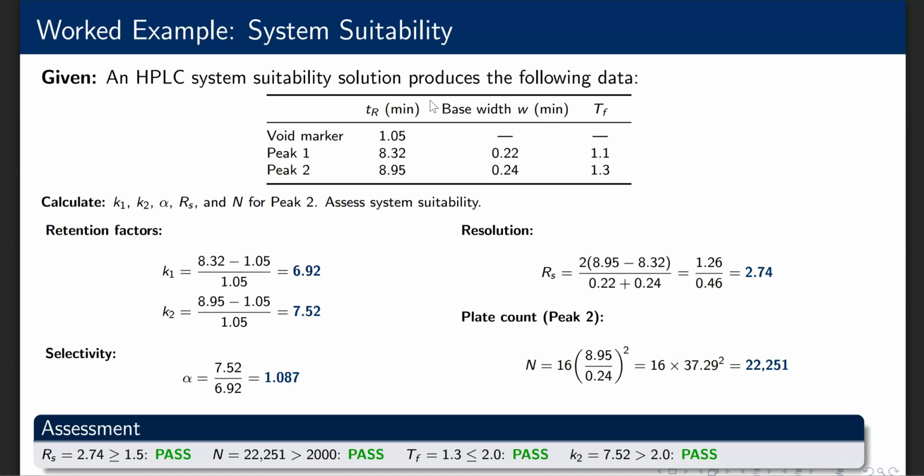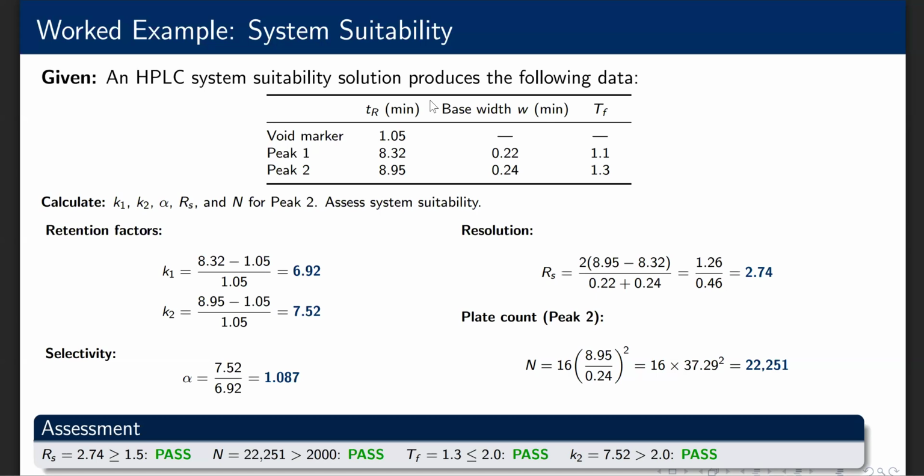For the resolution, 2 times (8.95 minus 8.32) divided by (0.22 plus 0.24) equals 2 times 0.63 divided by 0.46, which gives us 2.74, which is well above the 1.5 requirement. This is also a pass.